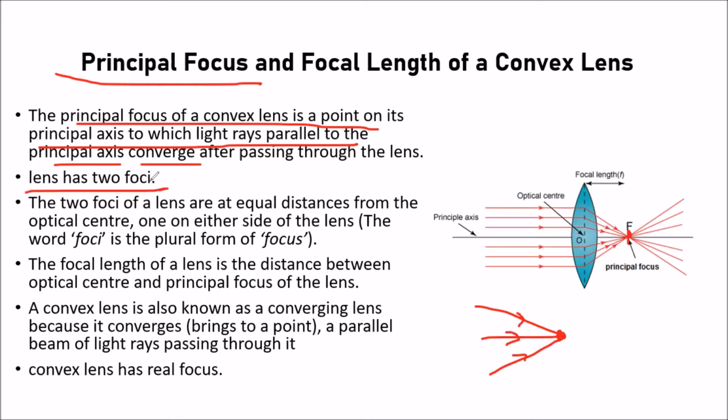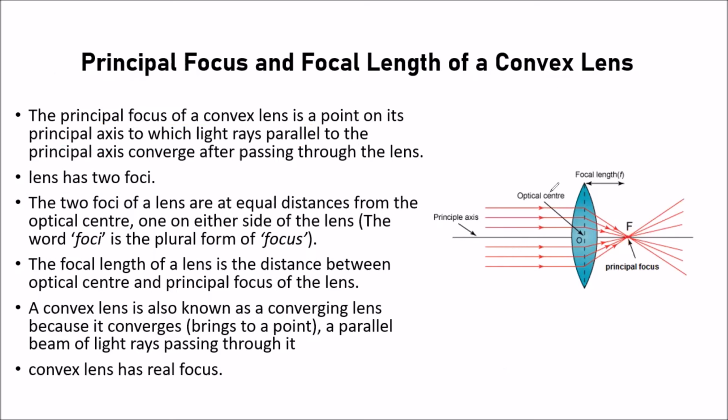Now, a lens has two foci, which means two focuses on both the ends. Because it's a transparent medium, we can keep the object on this side also, and if we want, we can keep the object on this side also. If we keep the object here, we will consider the focus of the right side. If we keep the object on the left side, then we will consider the focus on the left side. But as per sign convention, we keep the object always on the left side of the lens or the mirror when we talk about it.